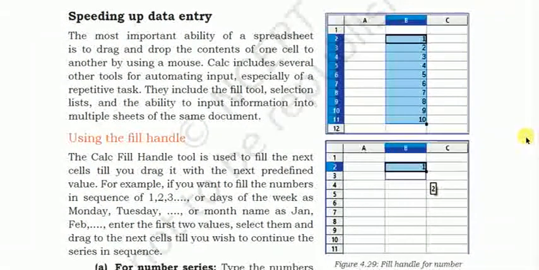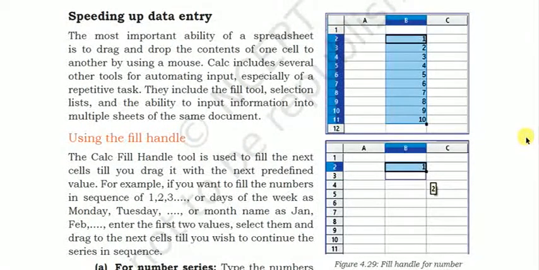The most important ability of a spreadsheet is to drag and drop the contents of one cell to another by using a mouse. Calc includes several other tools for automatic input, especially for repetitive tasks. You have the fill tool, selection list, and the ability to input information into multiple sheets of the same document. So the first one is the fill handle.